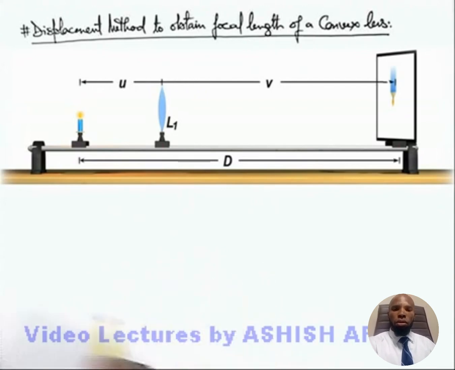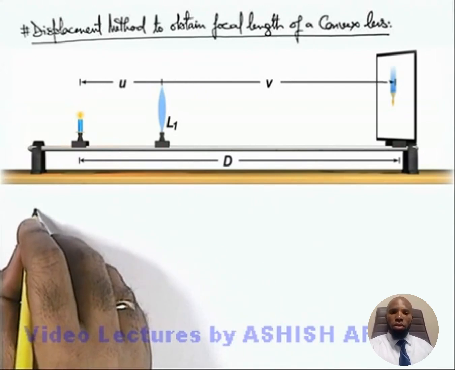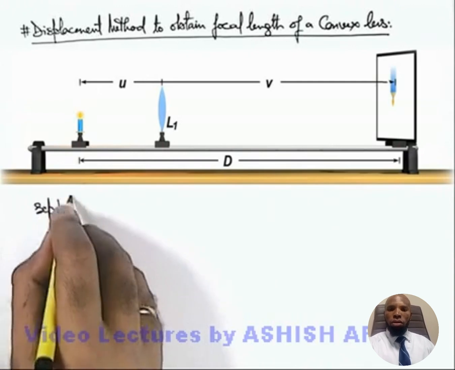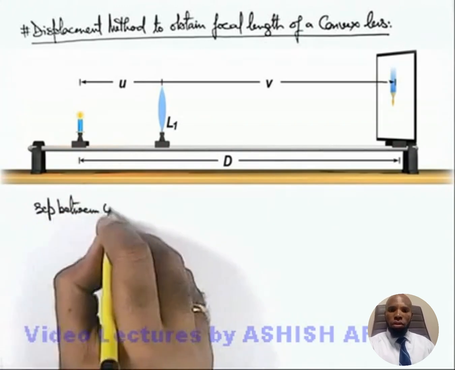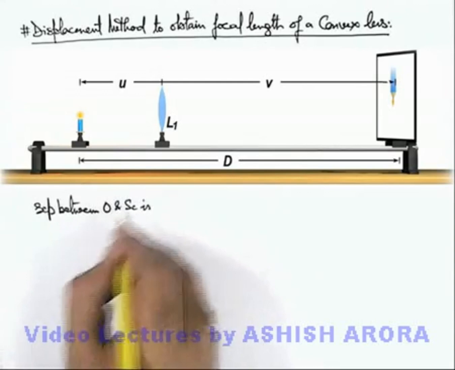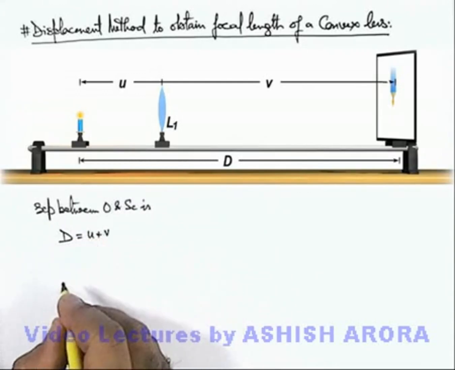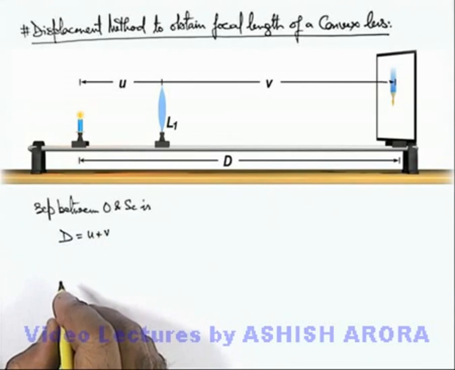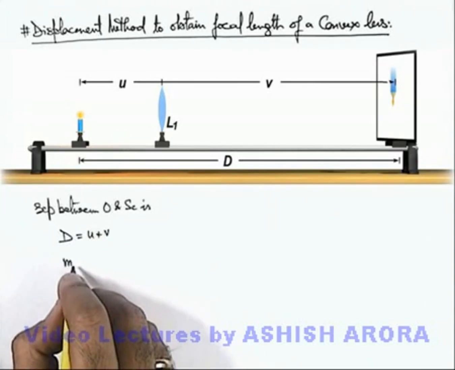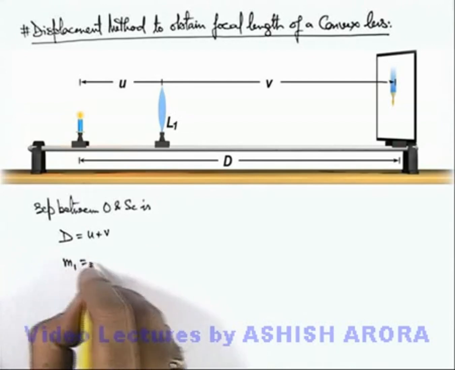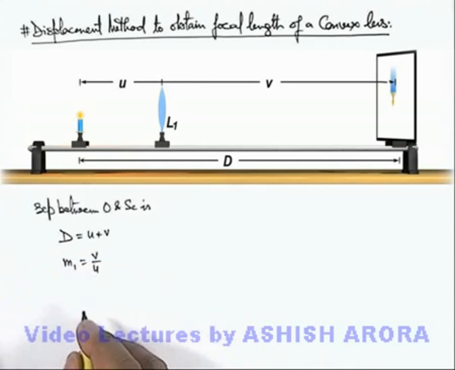then here we can directly write the separation between the object and the screen, this d, as u plus v. And in this situation, the magnification produced for the image, m1, is given as v by u.